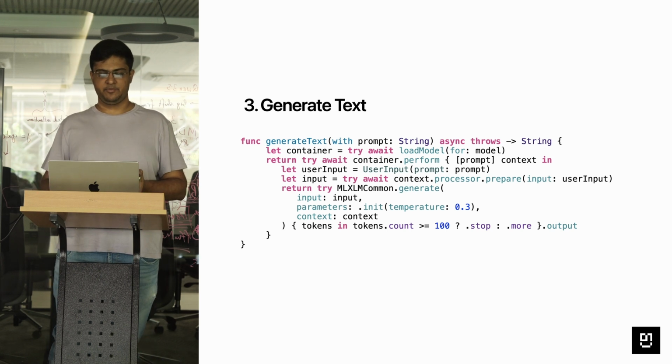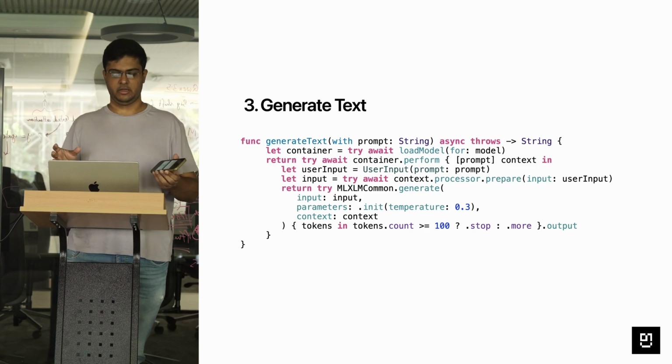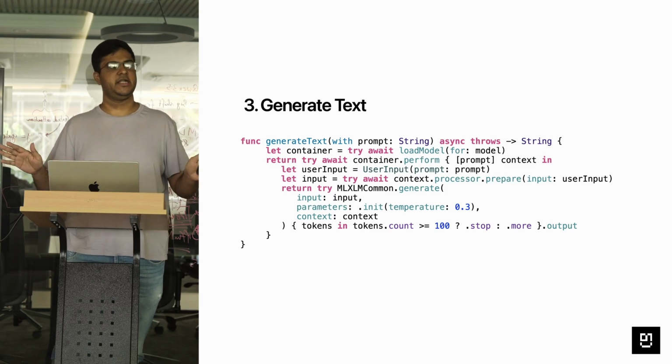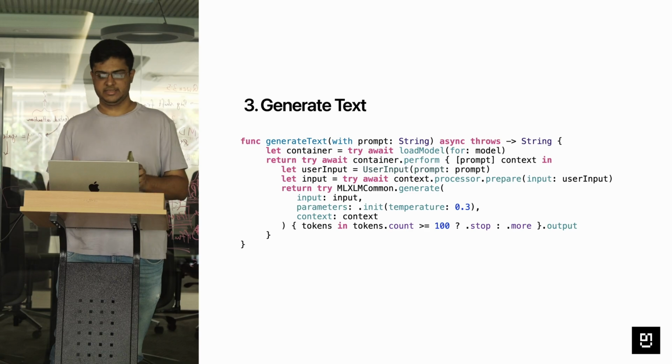You can also change the temperature. You can change the KV sampling and other sampling rates and all that stuff within the framework, and that's it. You integrated an LLM into your app. That's simple.